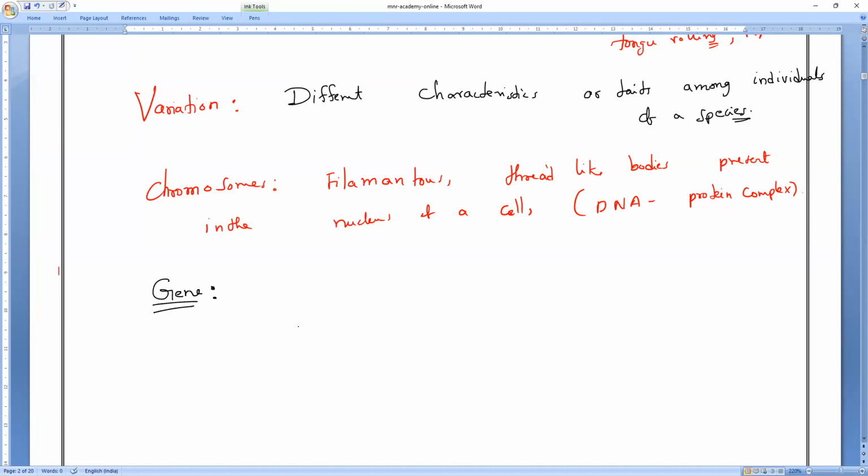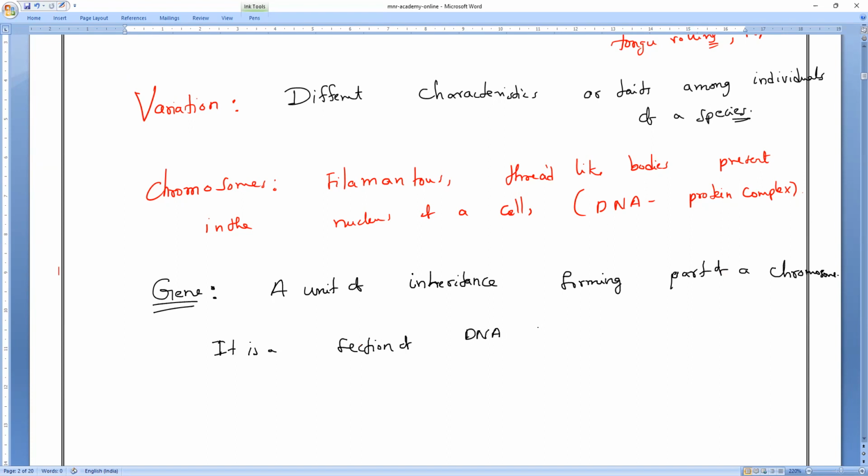A unit of inheritance forming part of a chromosome is called a gene. So it is a section of DNA, guys. You can notice it is a particular part or section of DNA found on chromosomes.